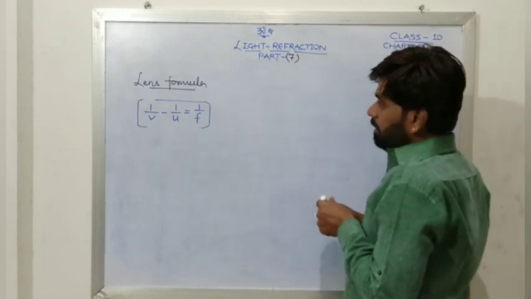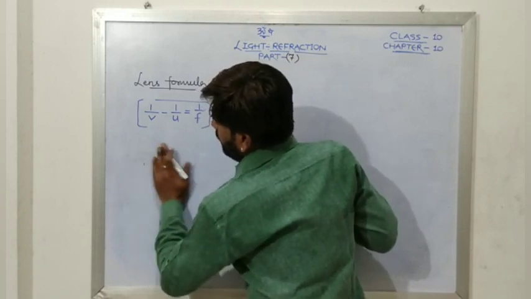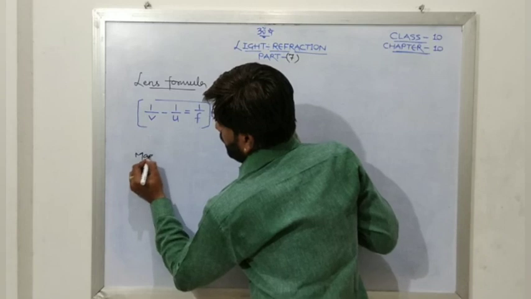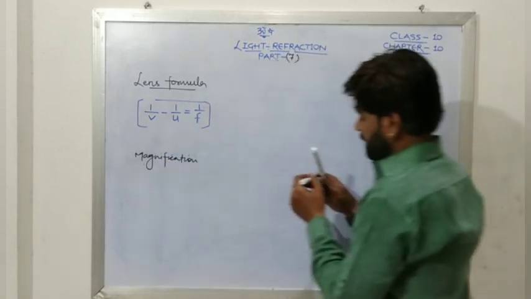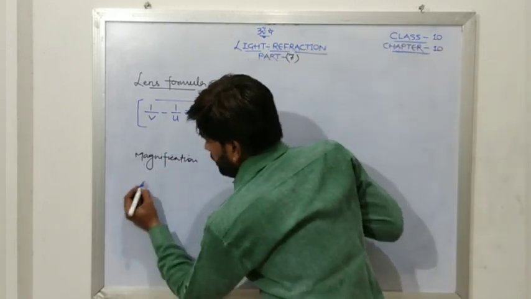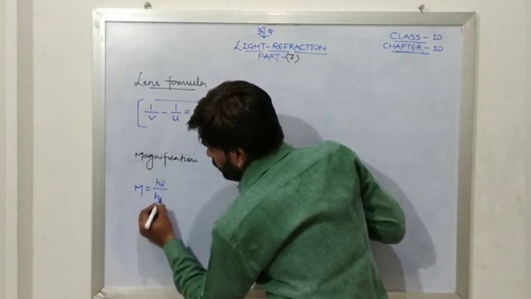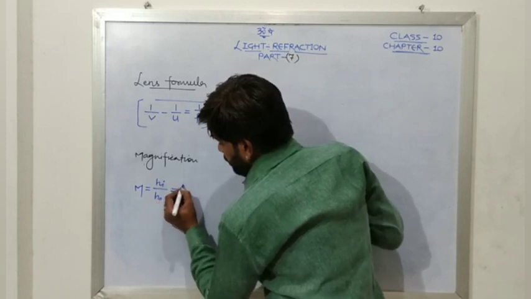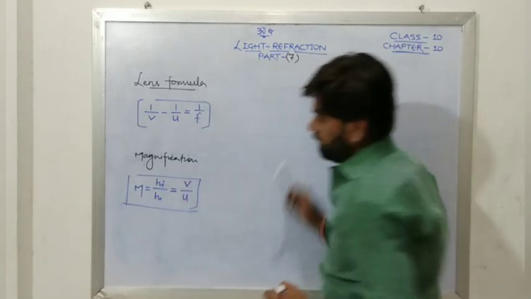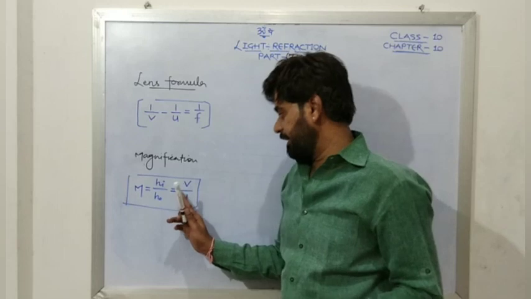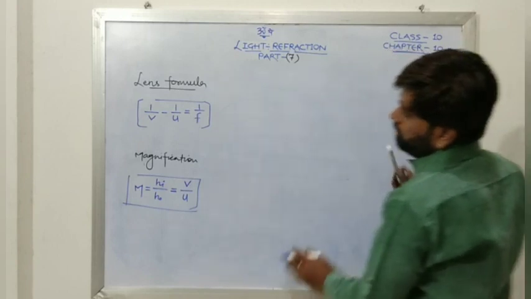Okay, after the lens formula, let us move to magnification. Magnification is nothing but m, that is height of image upon height of object, or that is equal to v upon u. Remember, here we do not have any negative sign, no negative sign is there in a lens. That negative sign was there in the case of a mirror. So this is the lens formula and magnification.